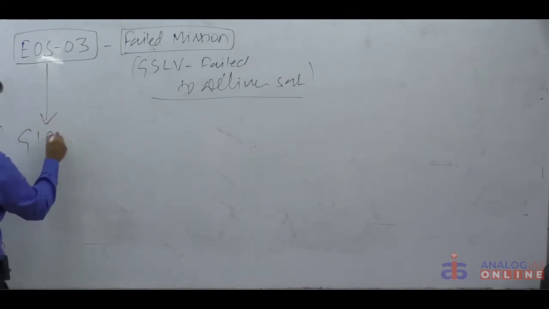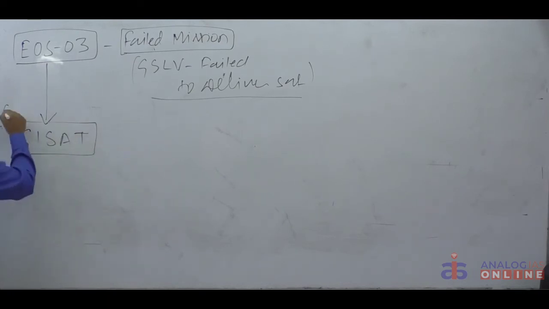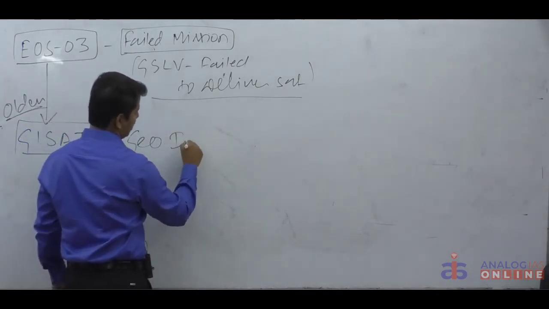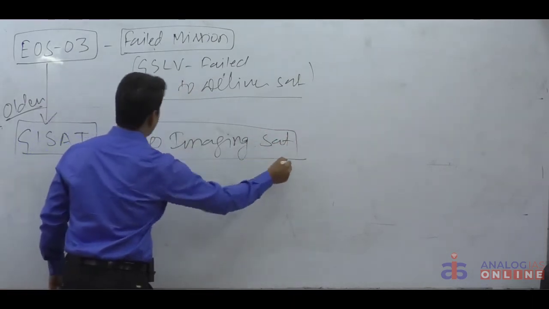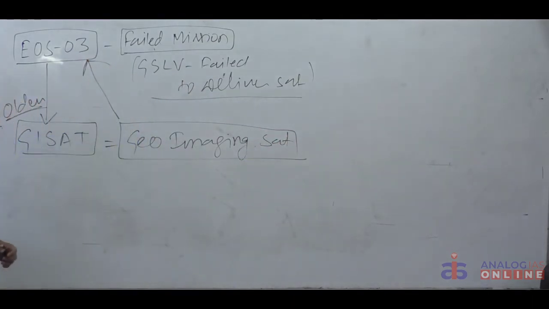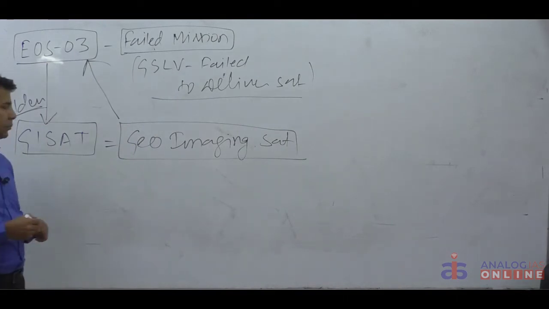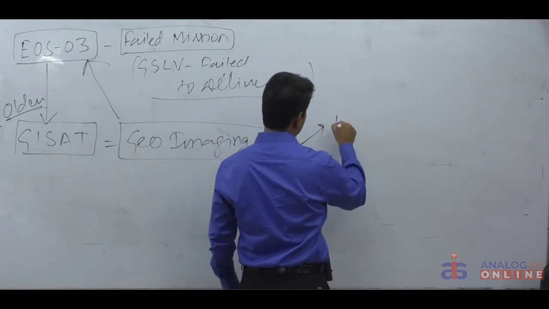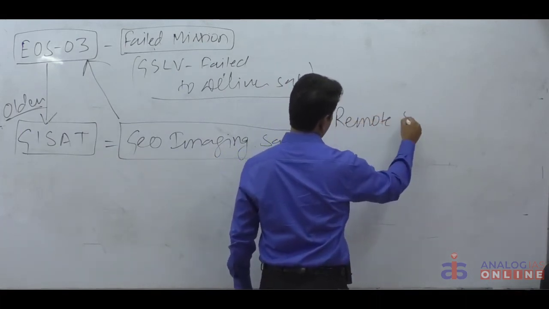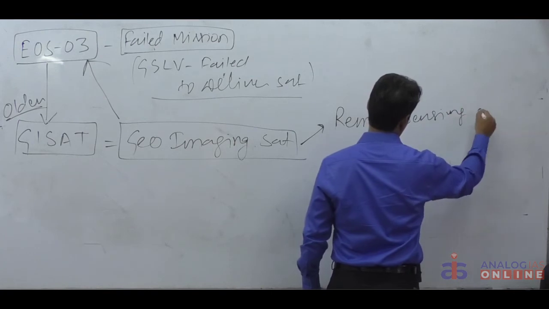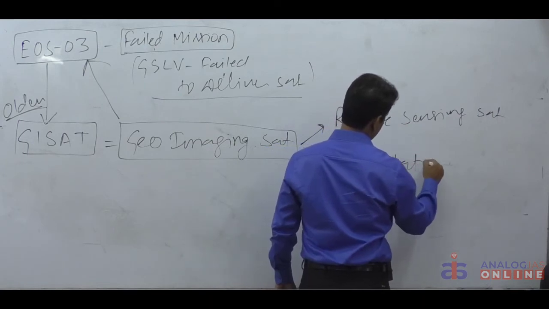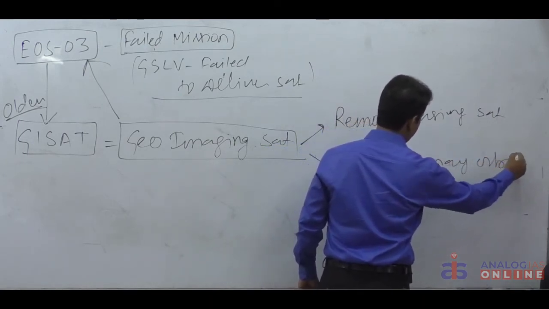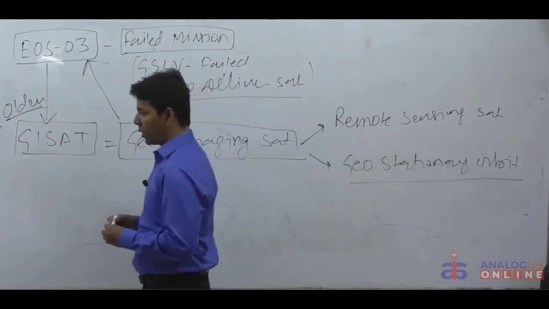Earlier it was called GISAT, an older concept. GISAT is called Geo Imaging Satellite. So EOS is basically a Geo Imaging Satellite, right? This satellite is basically a remote sensing satellite. But this is placed in geostationary orbit. So, two contrasting things.